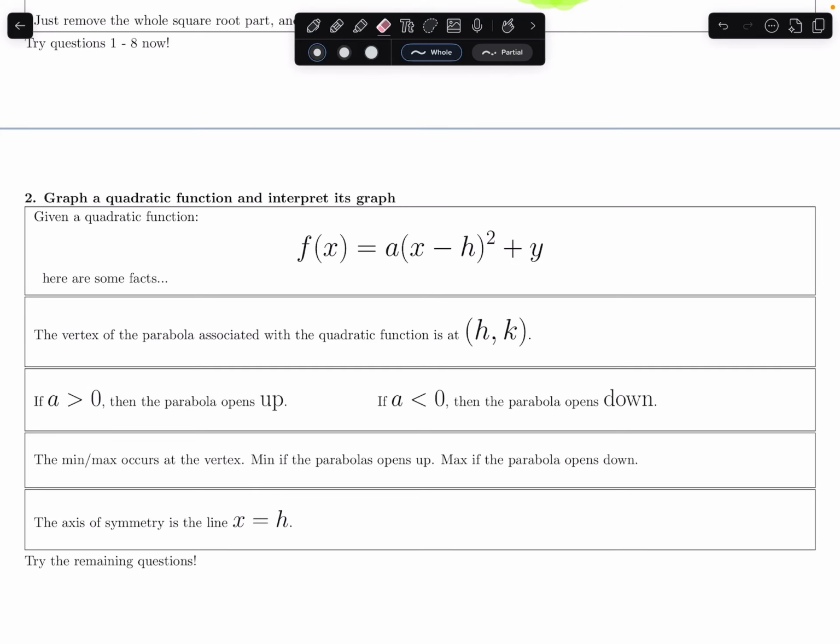Video number 3. We're talking about the second topic, which is how to graph a quadratic function and interpret that graph. And good news again here is we've already worked on this before when we did the transformation section in chapter 1. So just to remind you, some facts about graphing.